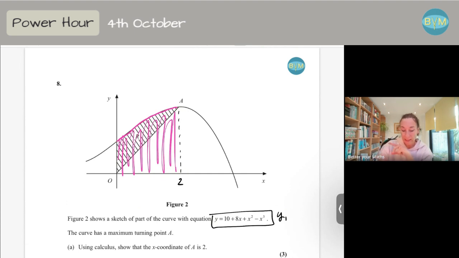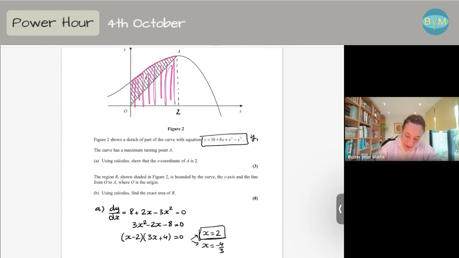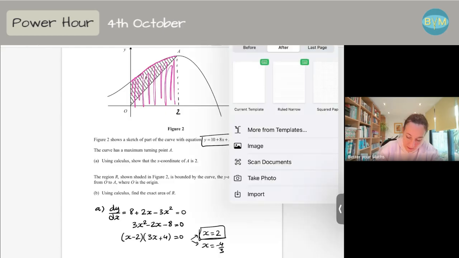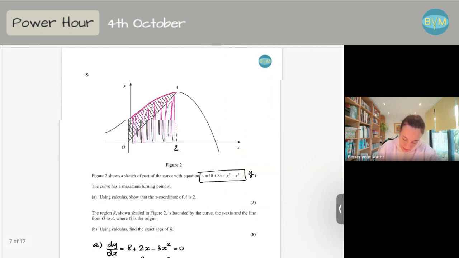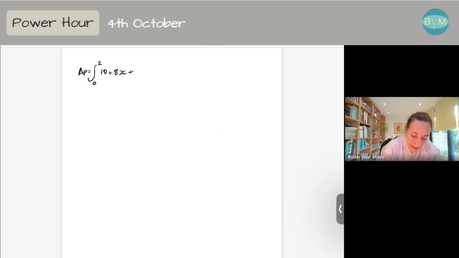To find the area of the triangle, I have the base and I need the height. To find the y, if I substitute the x by 2 here, I will find the y. So let's do that. First, I'm going to find the pink area by integrating the function. I'm going to do it on another page. So let's integrate between 0 and 2. The area, I'm going to write P from the pink, is the integral of 10 plus 8x plus 8x squared minus x cubed, dx.